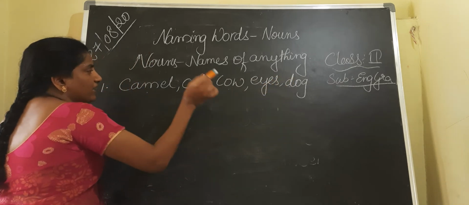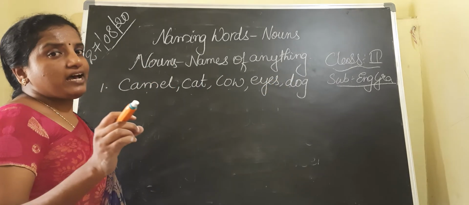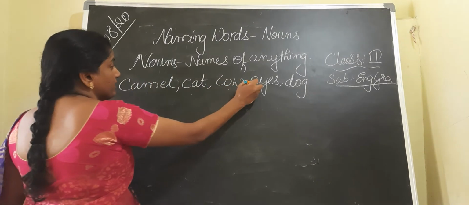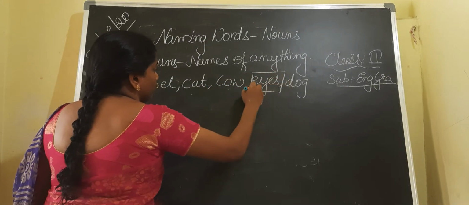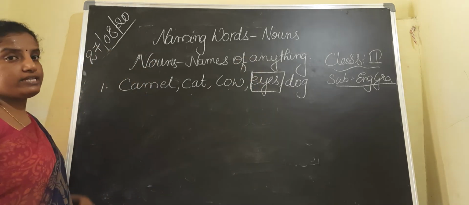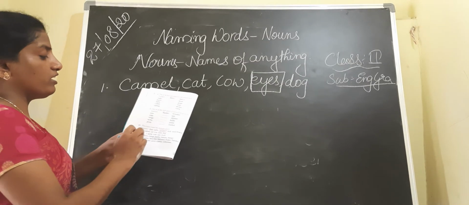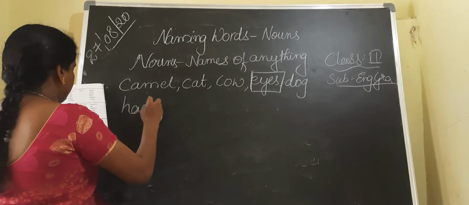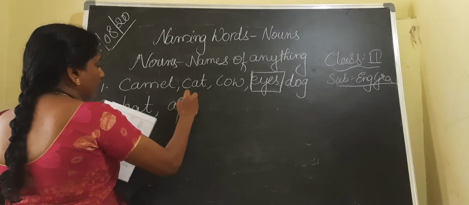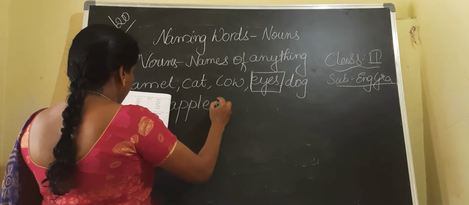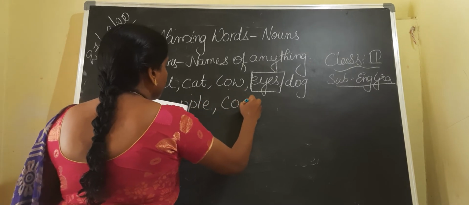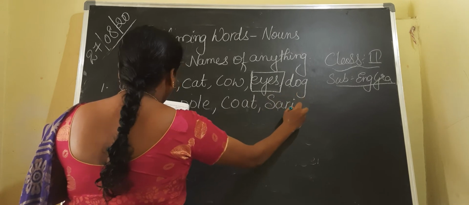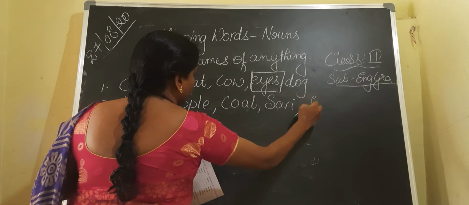So all the given naming words are animals except ice. So we have to put a box around ice. Coming to our next one, what they gave us, children: hat, apple, coat, saree, and frog.